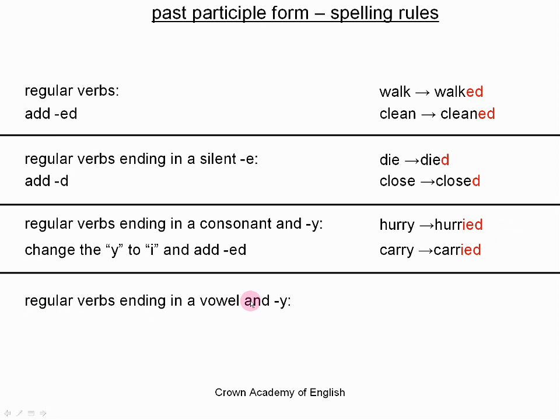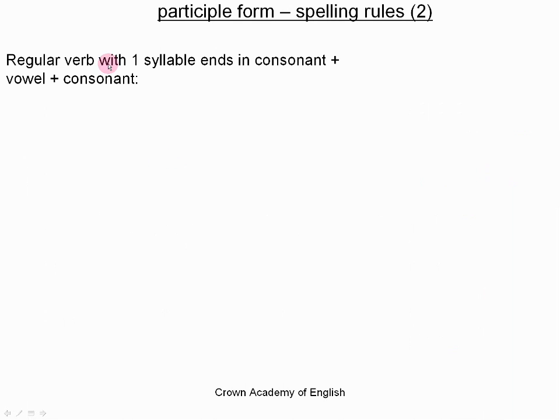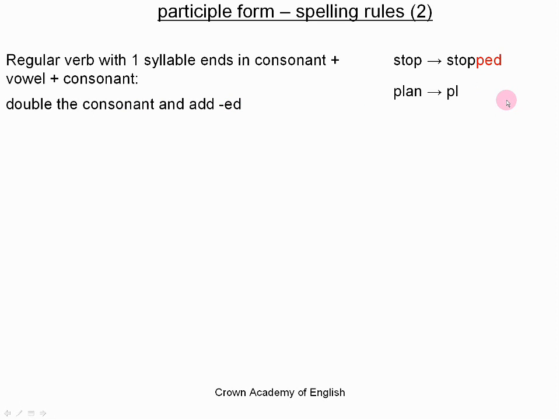Regular verbs ending in a vowel and a letter y, add ed. I have stayed. I have played. ed. Regular verbs with one syllable ending in a consonant, a vowel and a consonant: double the consonant and add ed. I have stopped. I have planned. So we double the p and add ed.